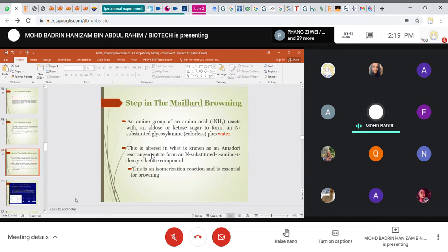So first, what you need to memorize, or you need to understand, is that first you have an amino acid react with sugar, produce N-glycosylamine, and then this N-glycosylamine will later on, in the second step, undergo amino rearrangement to produce this N-substituted 1-amino-1-deoxy-2-ketose compound. So what type of reaction? The amino rearrangement is an isomerization reaction. So this is what you need to know.